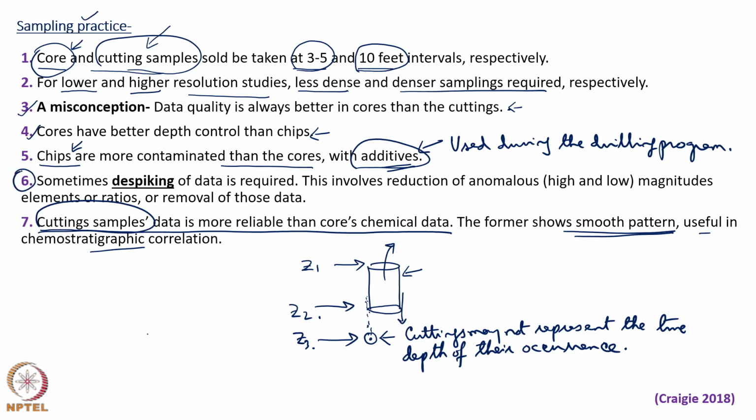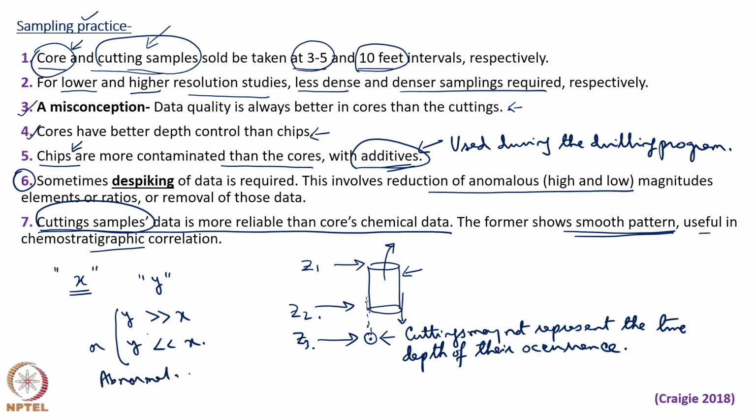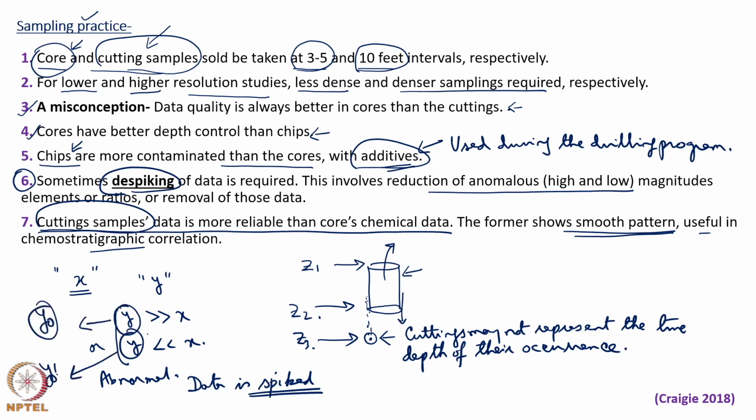Sometimes despiking of data is required. This involves reduction of anomalies, high or low. Suppose we know that the expected normal value of the compositional data is x, and we have got y, where y is either much more than x or much less than x, and this magnitude is abnormal. That means the data has been spiked. To avoid this spiking, we need a despiking process. This is a process by which the y value that is obtained is reduced or changed to y0 or y0 dash amount. This is the meaning of the term despiking.